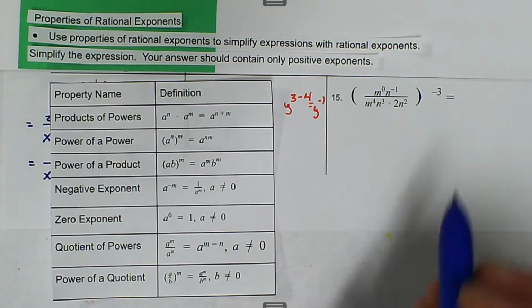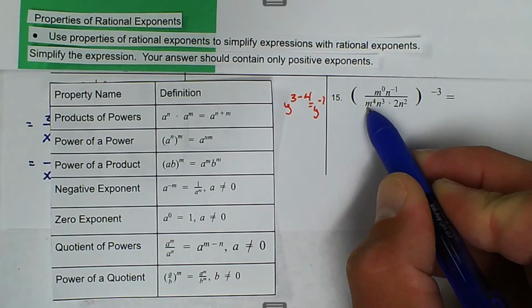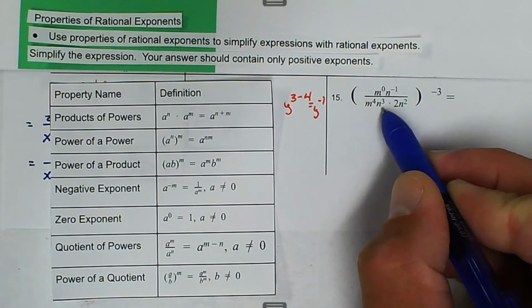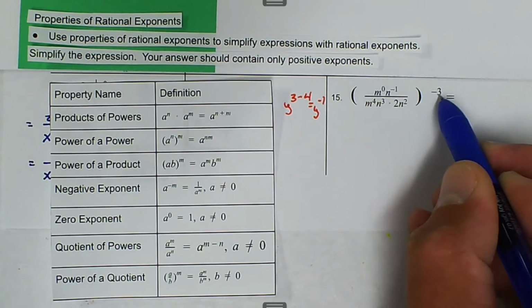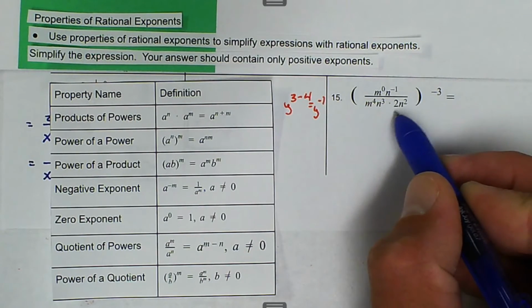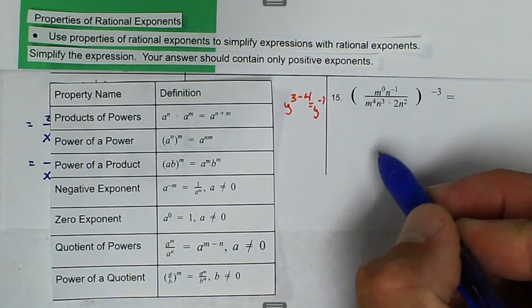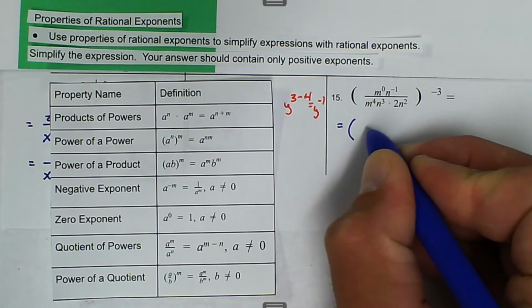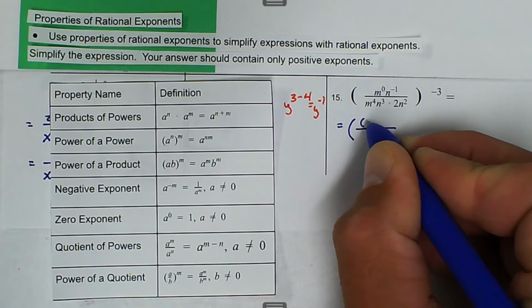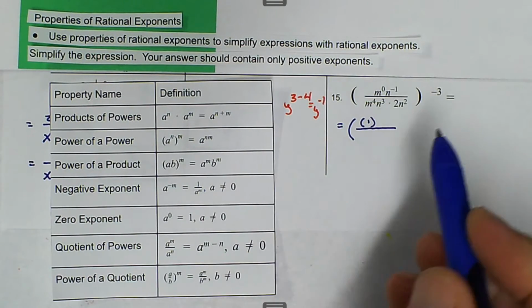All right, the last one we have m to the 0, n to the -1, divided by m to the 4th times n to the 3rd times 2n squared, and then that whole thing is raised to the -3rd power. So before I distribute that -3 to all those terms, I'm going to try to simplify what's inside the parentheses as much as possible. So m to the 0, that is 1. That is the 0 exponent.